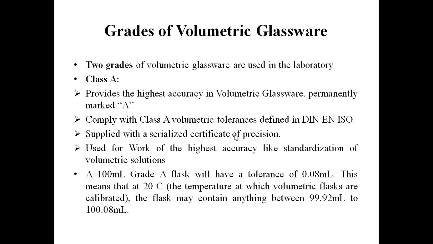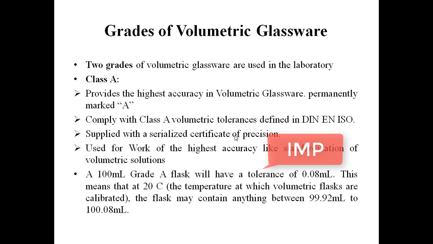Now let us discuss what are the different grades of volumetric glassware. Generally all the glassware is divided into two grades. First one is class A and another one is class B. Class A provides the highest accuracy in volumetric glassware, and it is permanently marked A. It complies with the class A volumetric tolerance defined in DIN EN ISO. This is also supplied with a serialized certificate of precision, and this is generally used for work of highest accuracy like standardization of volumetric solution.